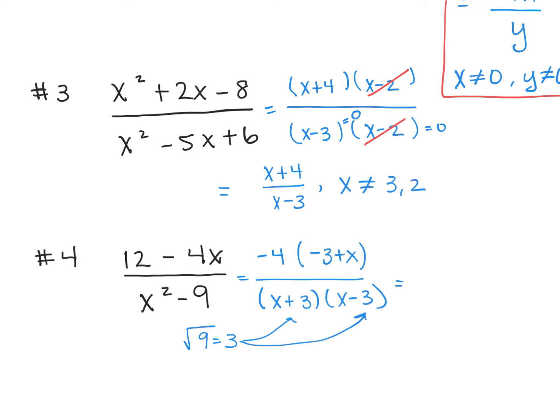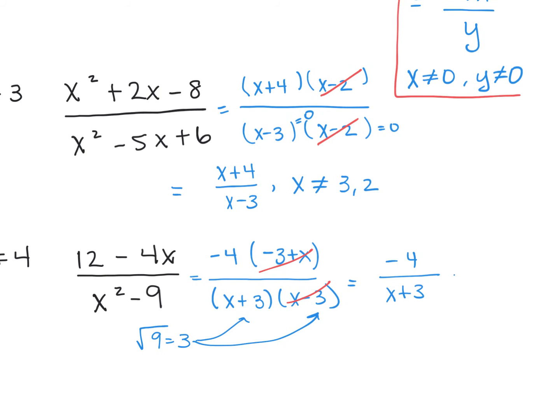The reason that factoring out negative 4 was important is because now we have basically x minus 3. Even though they're written in different orders, it's the same thing. So we can now cancel out x minus 3. We are left with negative 4 divided by x plus 3. And our restriction here is x cannot equal 3 or negative 3. As we start to practice this, it will become easier and easier.